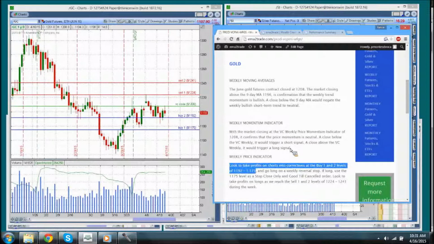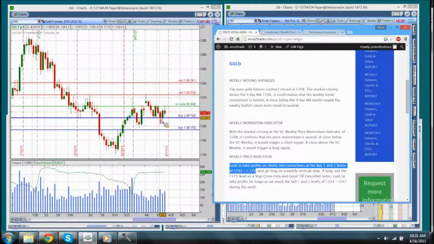Let's take a look at the 10th coming into this week, with the market closing at about the 1208 level, slightly under the VC, which is the green line that you see, was slightly bearish. It also told you that the resistance was 1208, and if it does come down, you have support at 1192 to 1175.